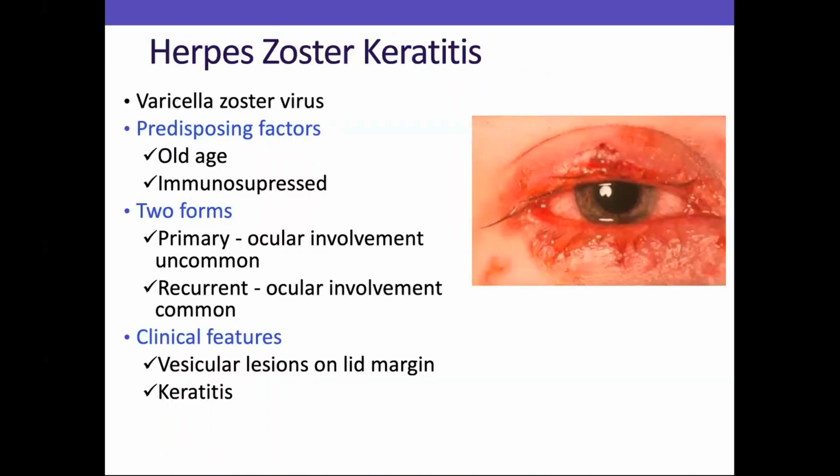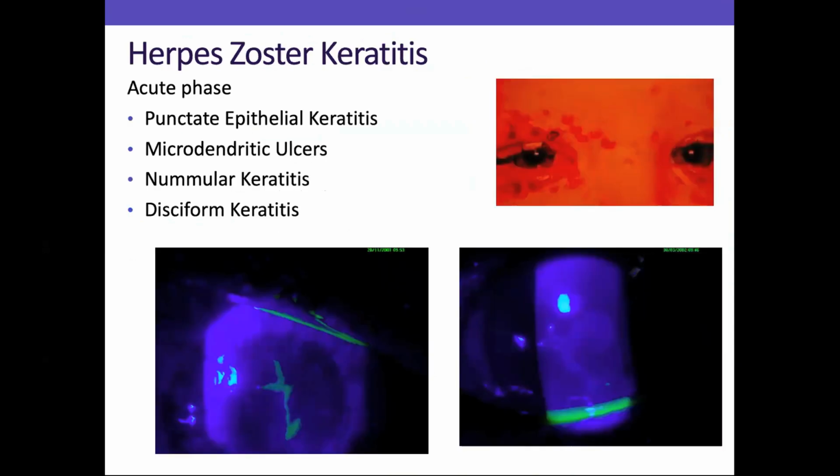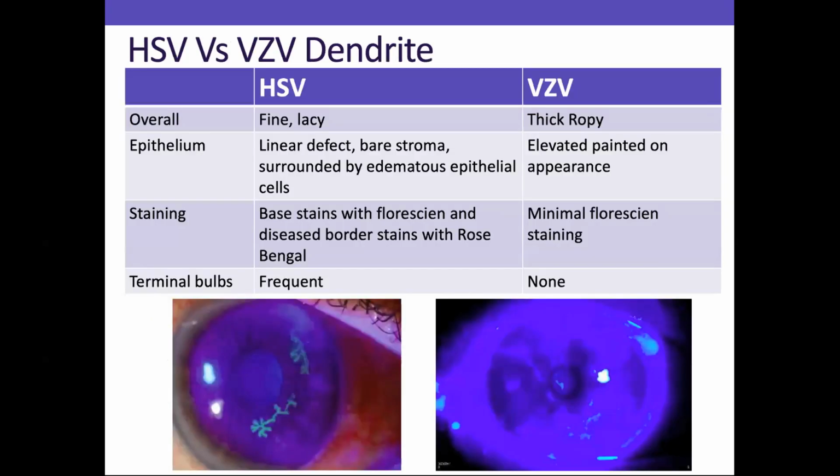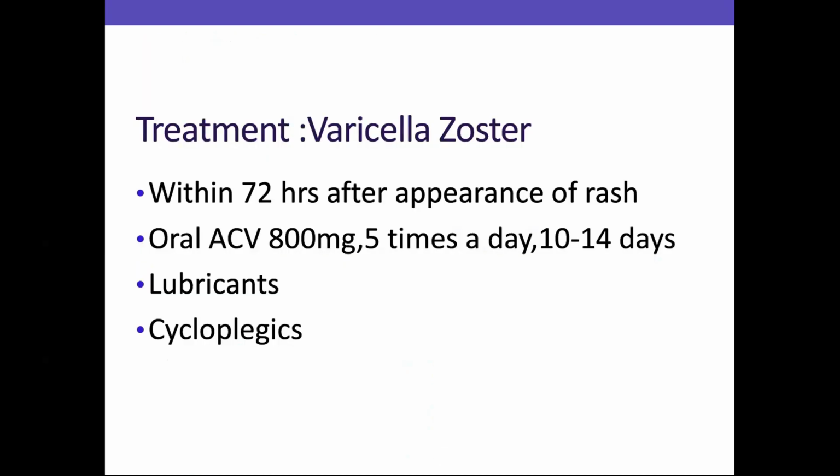Then you have another entity which is zoster keratitis, which is very much like simplex, except that you have vesicles on the face like this, and you have microdendritic ulcers, nummular keratitis, or disciform keratitis. Sometimes you even have mucus plaques, and this is how you distinguish between the two. The herpes simplex has an excavated appearance, dendrite look, whereas the zoster would have a more painted look on it, and it will stain in herpes simplex, whereas with zoster there would hardly be any staining.